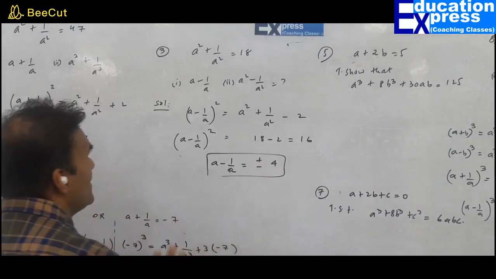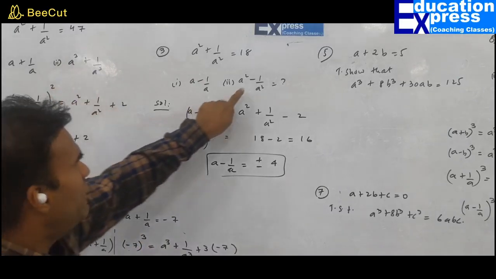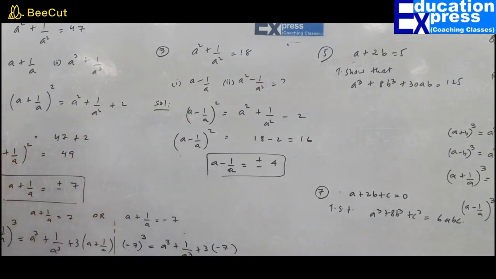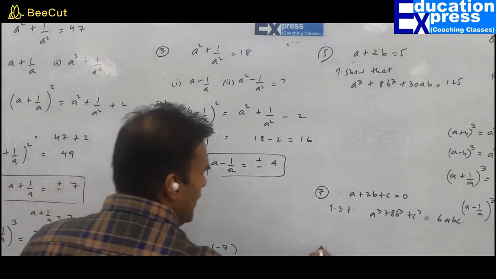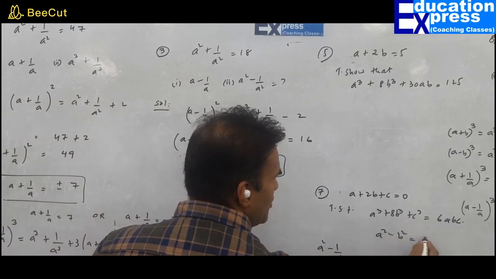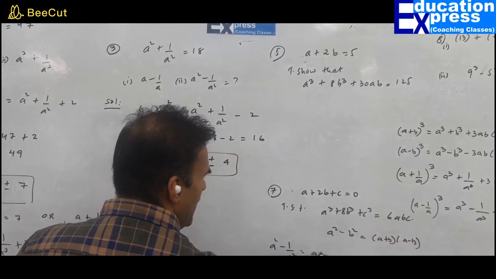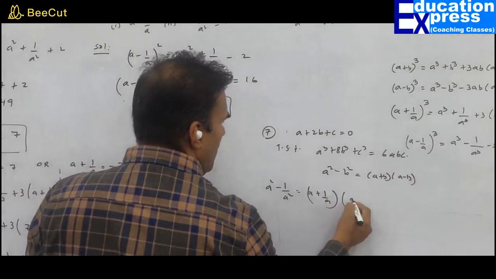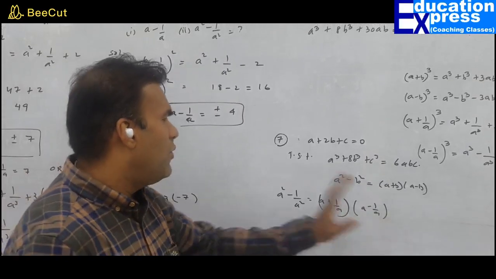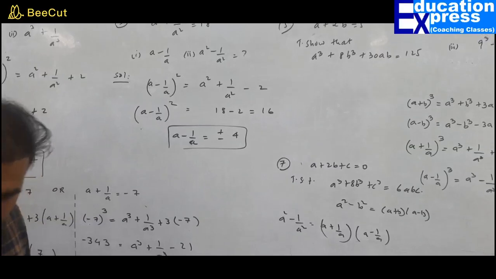But the fact is, understand, the question over here involved cube, but the question over here is simple: a square minus 1 upon a square. How do you get a square minus 1 upon a square? It will follow the formula a square minus b square, that is a plus b, a minus b. So here this would be a plus 1 upon a times a minus 1 upon a. Do we have the values? Sir, I only have a minus 1 upon a. I don't have a plus 1 upon a. So how do you get a plus 1 upon a?